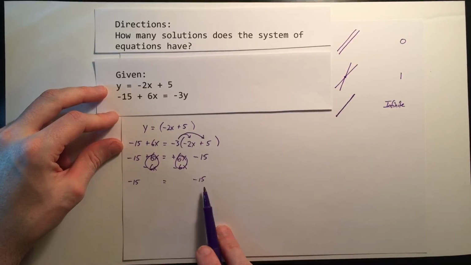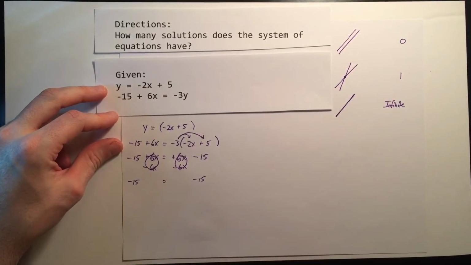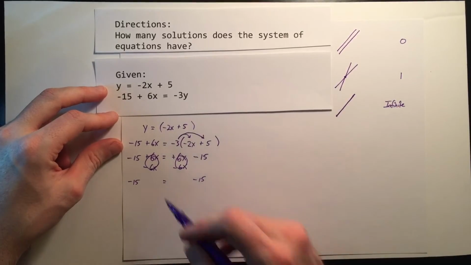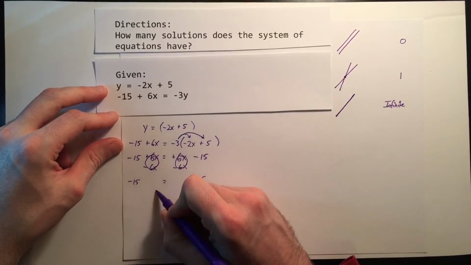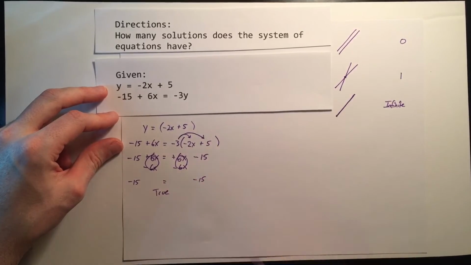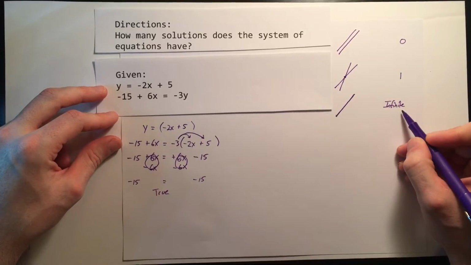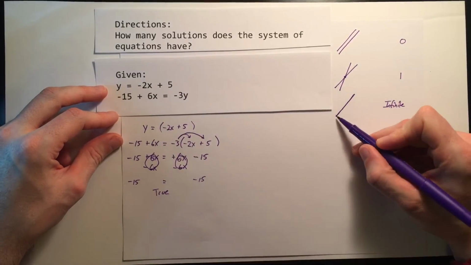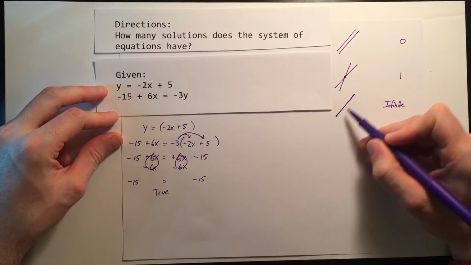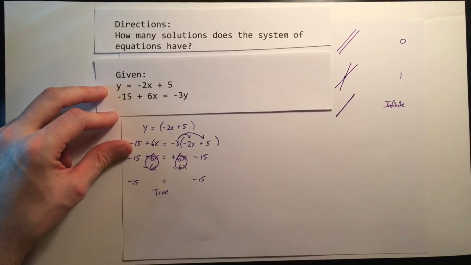We ended up with this funny looking result where we have a number equals itself. And that's true, right? Negative 15 does equal negative 15. And a true statement means that it has infinite solutions. It means that what these two equations would make on a graph is actually the same exact line, one right over the top of the other one.